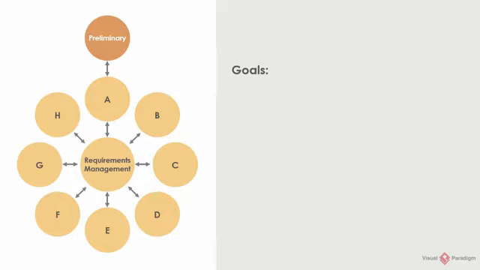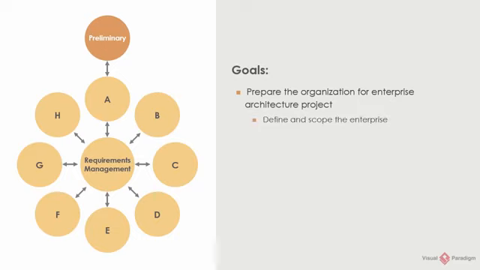Here are the goals of the preliminary phase. In the preliminary phase, we perform preparation and initialization activities to meet the business directive for a new enterprise architecture. Here are some of the activities. Define and scope the enterprise. You need to know which parts of an organization will be affected in the architecture to be developed, and how much they will be affected.